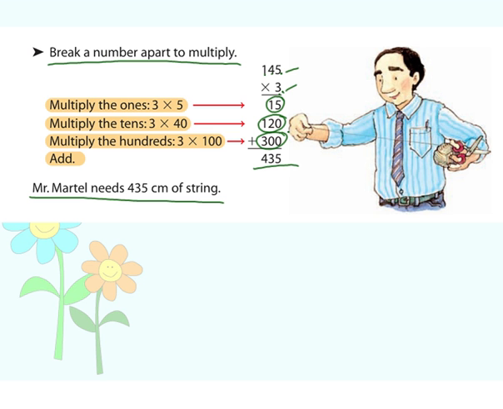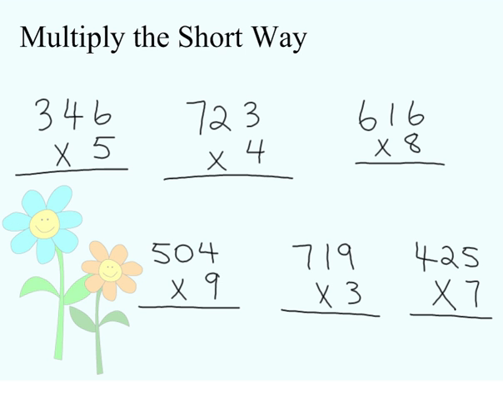Now, each way that we solved it, we got the same answer, so each is a legitimate strategy. I'm going to also show you one more way, and that's multiplying the short way, because I find it quicker and easier, and I find it's less confusing for kids. So I'm going to show you the short way to multiply.